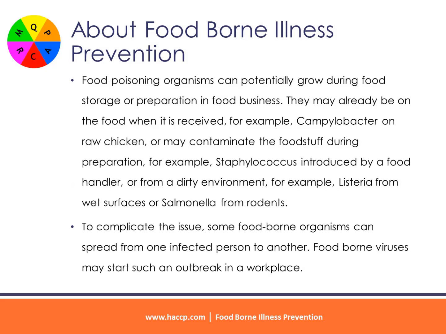Food poisoning organisms can potentially grow during food storage or preparation in a food business. They may already be on the food when it is received, for example Campylobacter on raw chicken, or may contaminate the foodstuff during preparation, for example Staphylococcus introduced by a food handler, or from a dirty environment, for example Listeria from wet surfaces or Salmonella from rodents. To complicate the issue, some foodborne organisms can spread from one infected person to another. Foodborne viruses may start such an outbreak in a workplace.